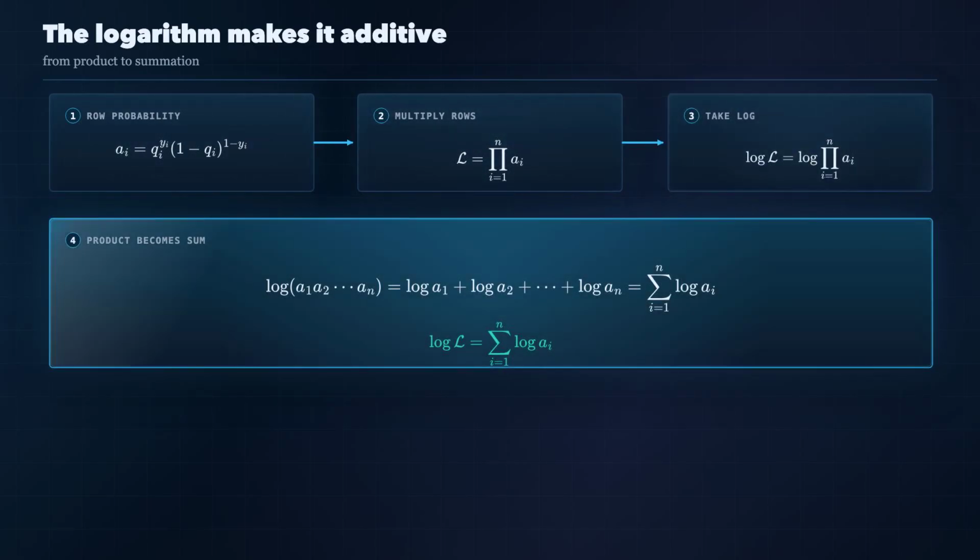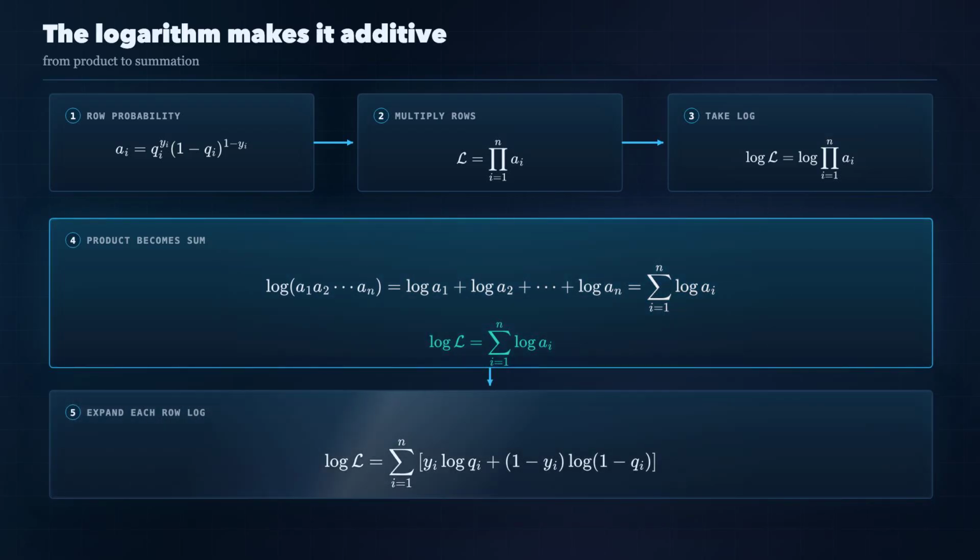So name each row probability a sub i. The likelihood is the product of those row probabilities. Taking log turns a product into a sum. Then, each log of a sub i expands into the two outcome terms on screen.